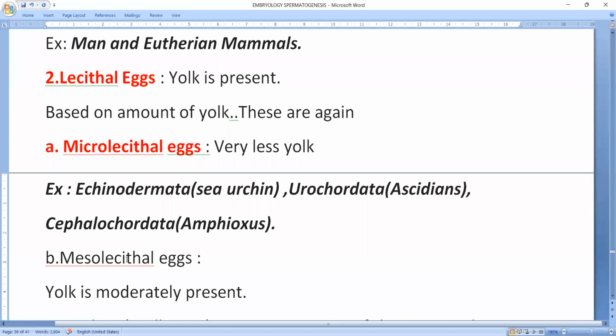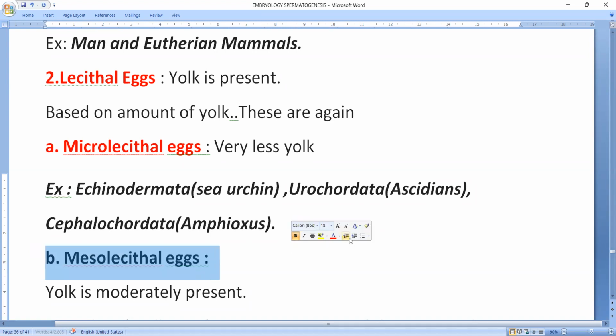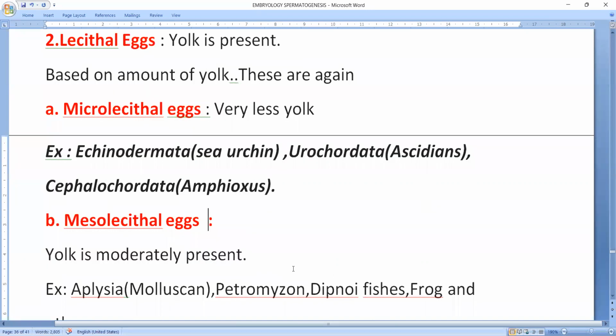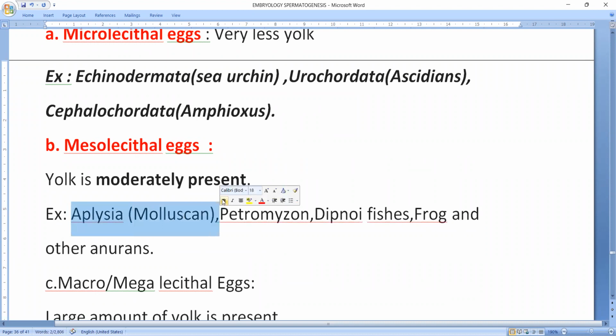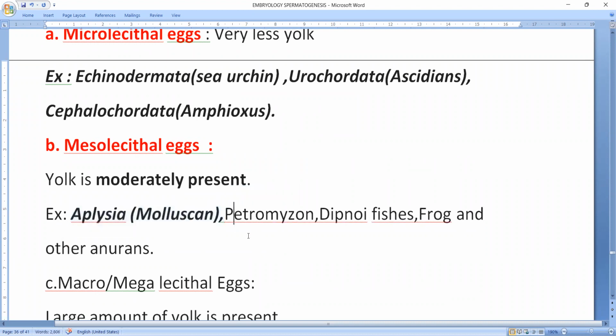Echinoderms, Urochordates, Cephalochordates. And then mesolecithal eggs. So here the yolk is neither a large amount nor a very less amount. So the yolk is moderately present. Okay, so the example is some of the molluscans. Famous example is Aplysia, not all molluscans, some molluscans, and Petromyzon.